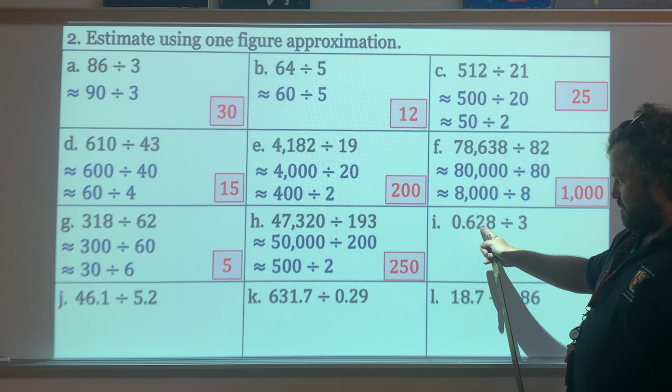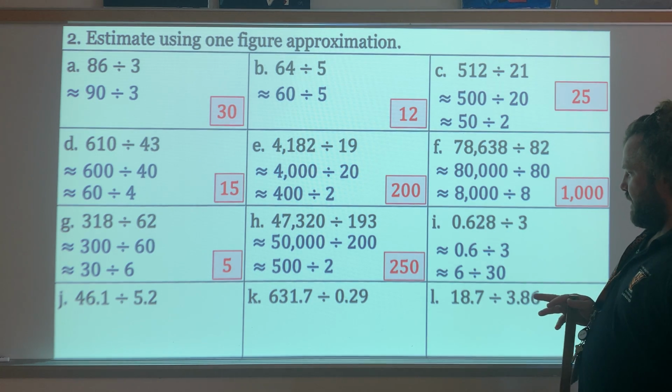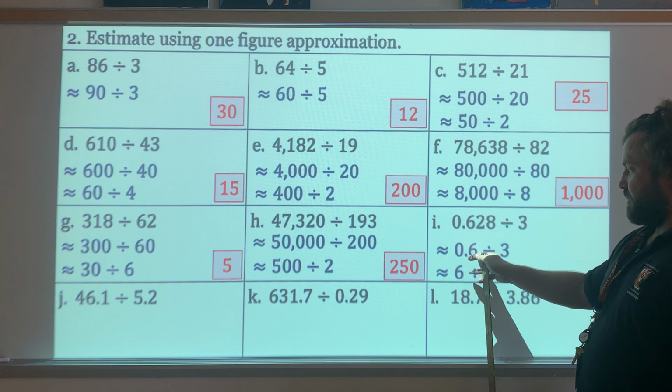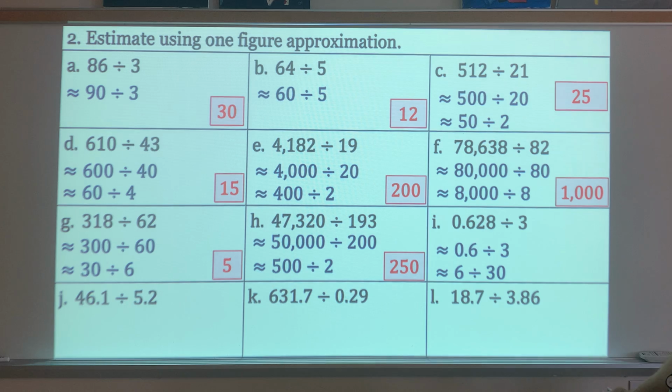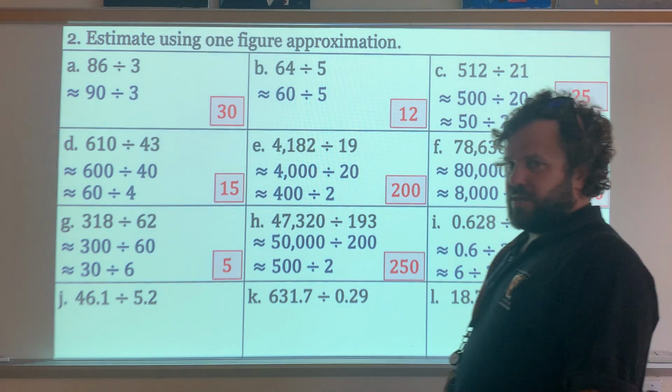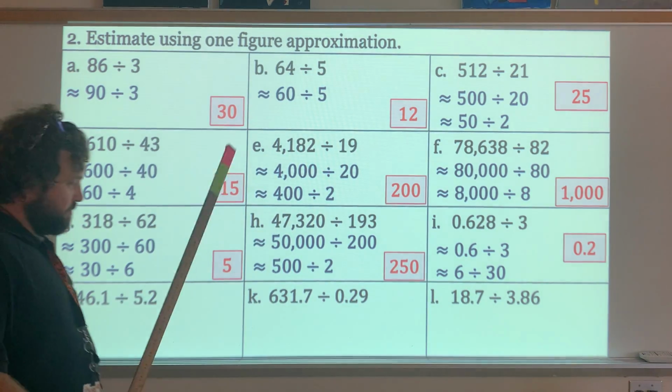0.62. 0.6. Keep the 3. If you want, you can add a 0. Move the decimal place once here, get 6. Move the decimal place right here, get 30. 6 divided by 30, 6 over 30. Might not help you at all, but you should get 0.2 as an answer. I don't know if going the opposite way helps you.